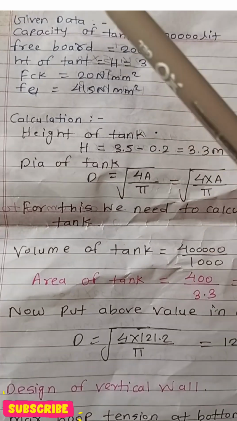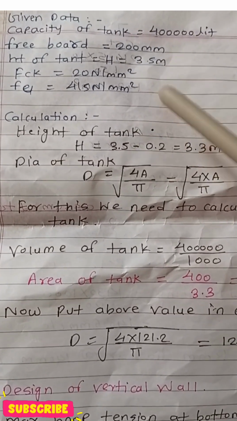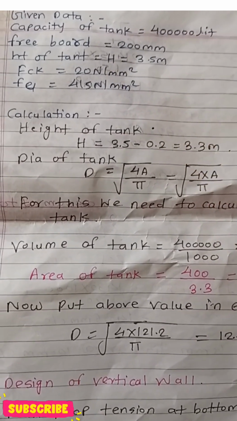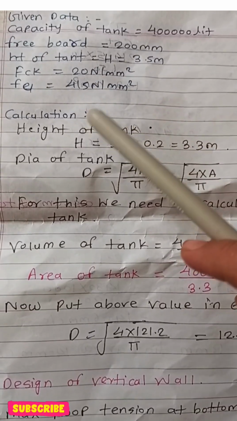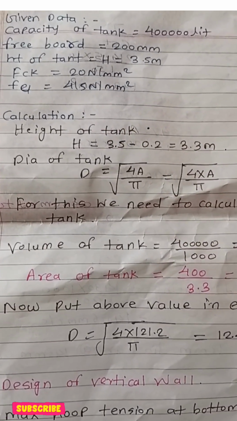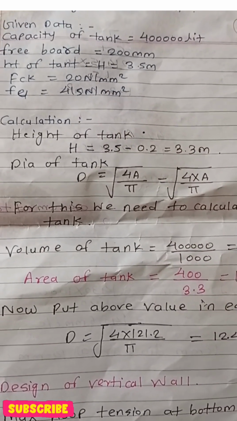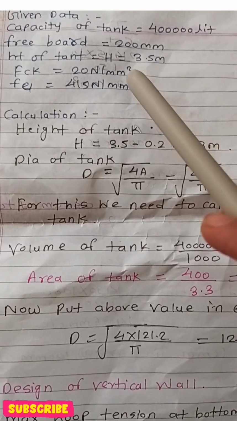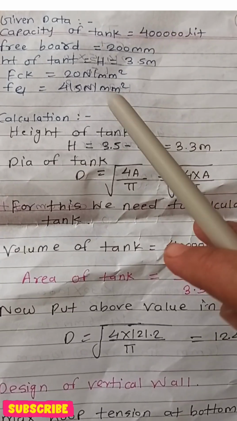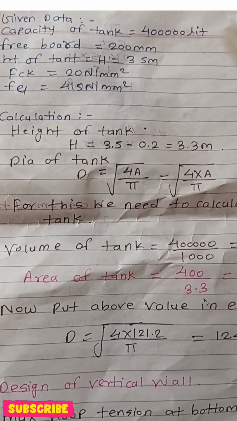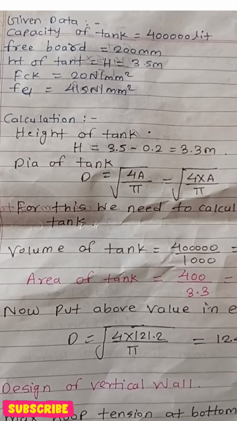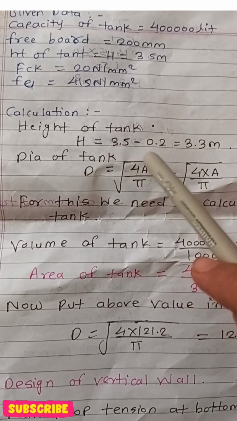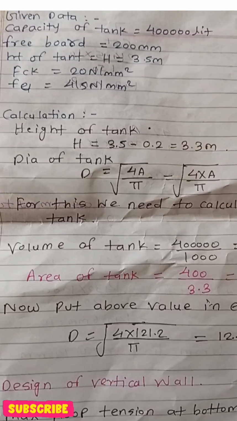Basically the freeboard is 200 mm, 0.2 meter also you can call it, and the height of the tank is 3.5 meter. fck and fy are the basic requirements, that is the grade of concrete and grade of steel we are going to use. The grade of concrete is 20 Newton per mm square, and the grade of steel is 415 Newton per mm square.